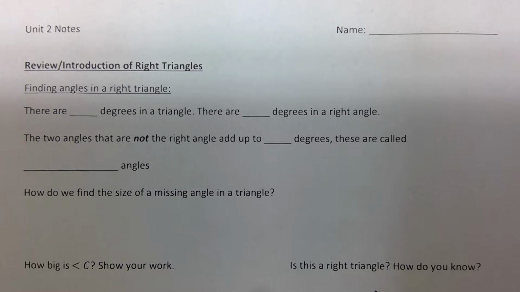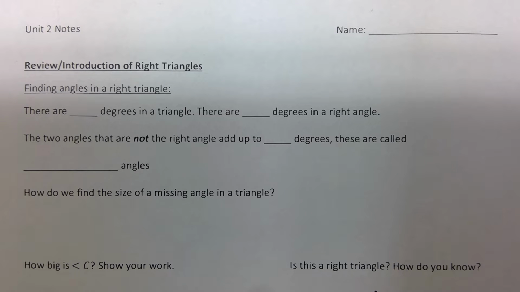Unit 2 is about something called trigonometry, which sounds really complicated, but we're going to work through the next few weeks to simplify what that is and break it down into all of its components so that we can use trigonometry to do something we call solve right triangles.